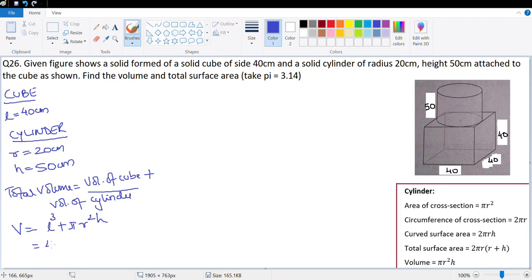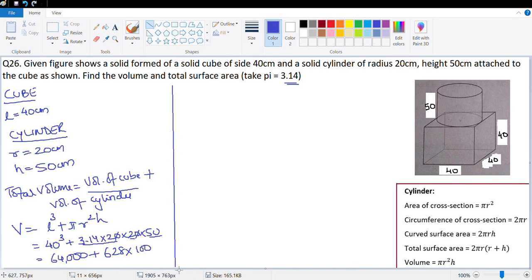Let's substitute values. So this is 40 cube plus pi. They've asked us to take pi as 3.14. So this is 3.14 into r, which is 20 into 20 into 50. So this is 40 into 40, that's 4 into 4, 16, 16 into 4, that's 64 with 3 zeros. So 64,000 plus these two. If I remove this decimal and I remove this decimal, these 314 become 314. So this is 314 into 2, that's 628. So I have taken care of these two, and now I'm left with 50 into 2, that's 100.